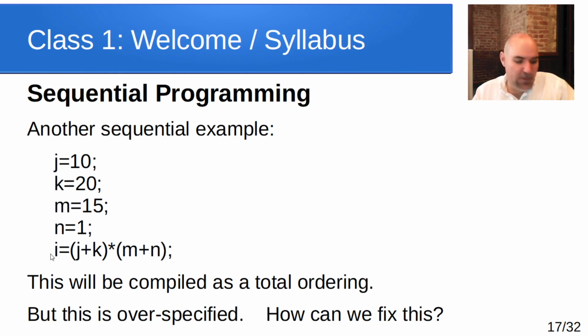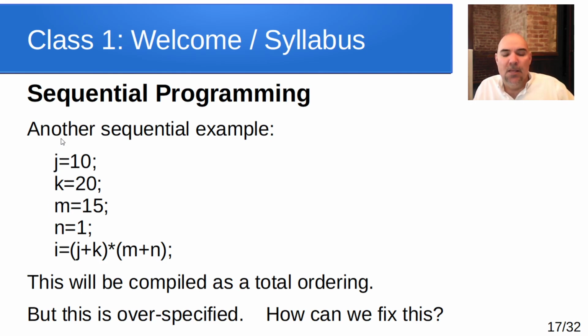Okay, so I'll give you a couple seconds here to think about how that is overspecified. In other words, which of these lines or operations could we change around and it would still give us the same answer? You might think, well, what if we just switched these two lines? We just swapped them around, put the J equal 10 after the K equal 20. We'd get the same result. We move the N equal 1 up to the top.